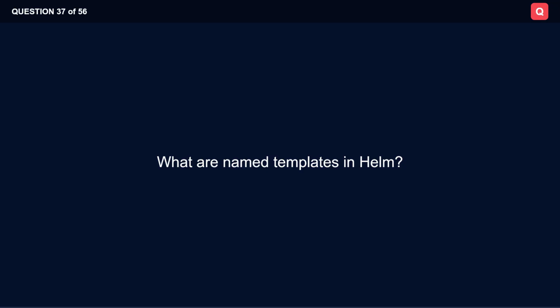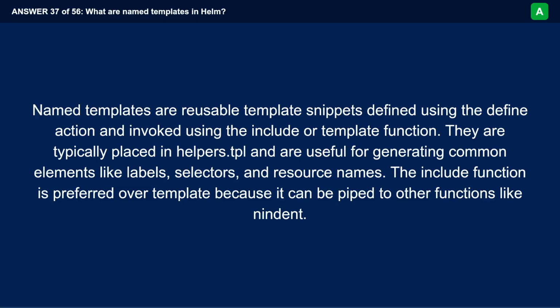What are named templates in Helm? Named templates are reusable template snippets, defined using the define action and invoked using the include or template function. They are typically placed in helpers.tpl and are useful for generating common elements like labels, selectors, and resource names. The include function is preferred over template because it can be piped to other functions like nindent.